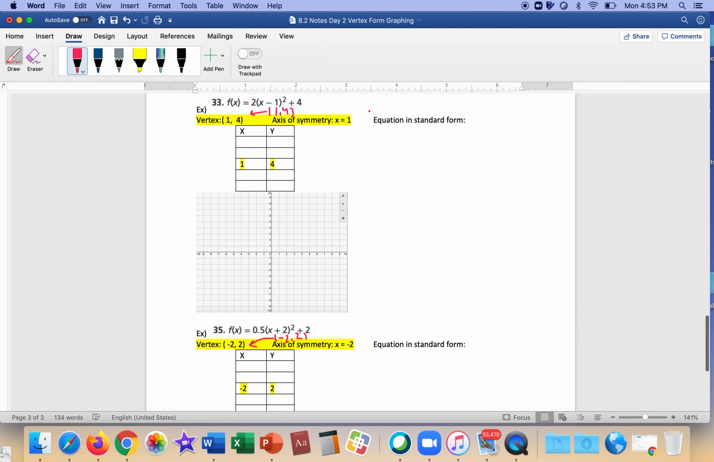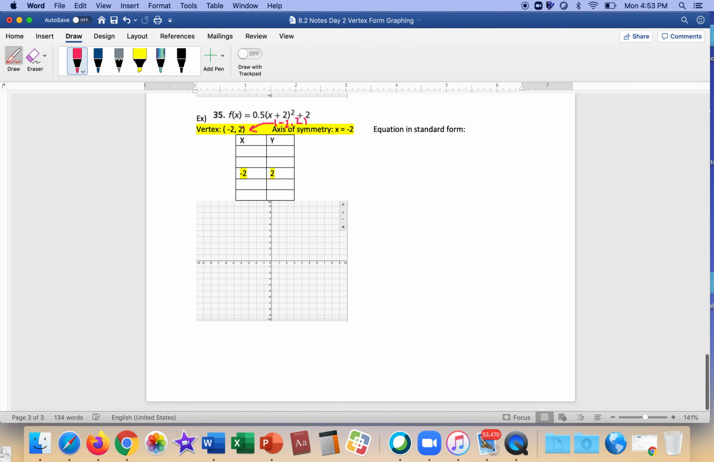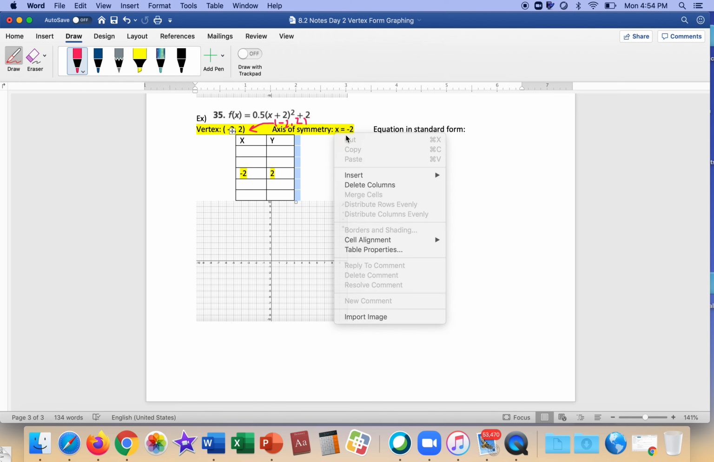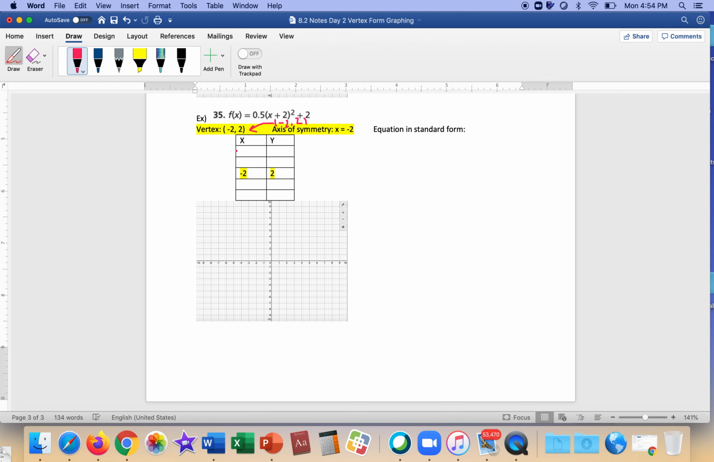The axis of symmetry, remember, is that vertical line that slices through our graph and goes through your vertex. So it's the x-coordinate of your vertex. So it's x equals 1. I put my vertex in the center of my table before I start to find other ordered pairs. Lastly, number 35, our axis of symmetry is x equals -2, and I'm going to put my vertex in the center of my table.